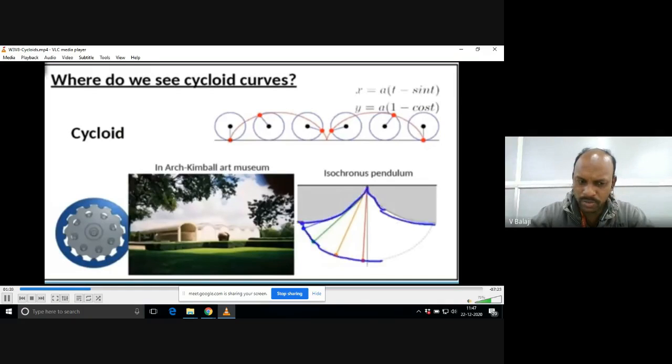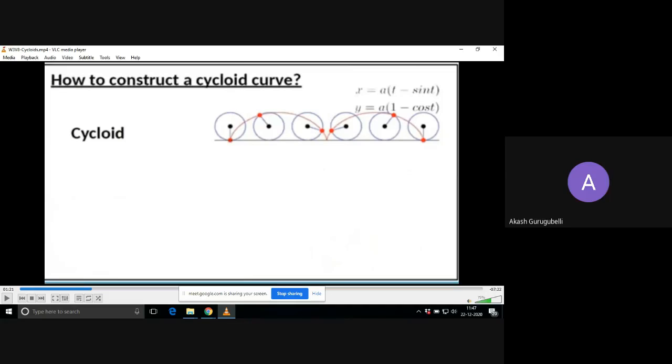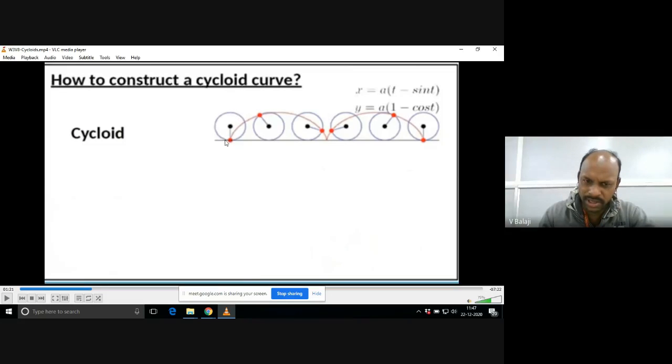It seems to be a semicircle, but whenever I say curve, it means you don't have any fixed radius. When you say circle or semicircle, it has a fixed radius. For example, for a cycloid, I initially take one circle. This circle has a fixed radius, but the curve I have generated does not have a fixed radius. It has a different radius at different points.